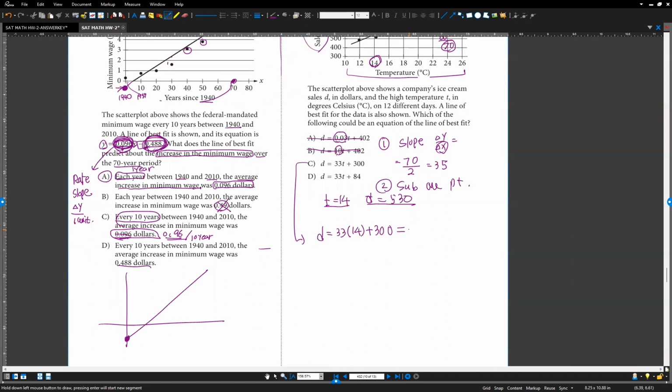33 times 14 plus 300 is 762. Too much. The second one is C and D, check it out. D equals 33 times, still the same slope, but T equals 14 plus 4, around 530. So check it out, 33 times 14 plus 84, which is 546, very close. This is the better solution. So we have to check, right? D is the answer.